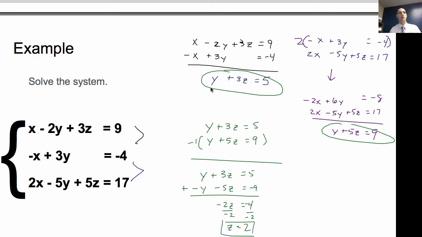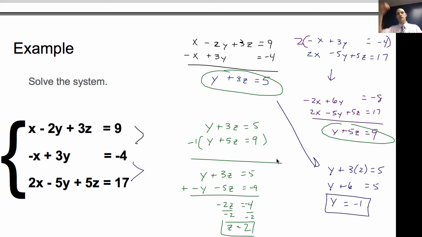Now I'm just going to back substitute. I'm going to take this equation here, and I'm going to say y plus 3z, which is 2, equals 5. Well, y plus 6 equals 5, and so y equals negative 1. That's pretty cool. Back substituted in to get there.